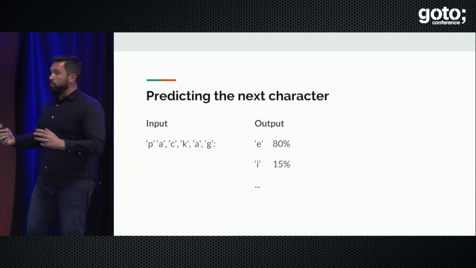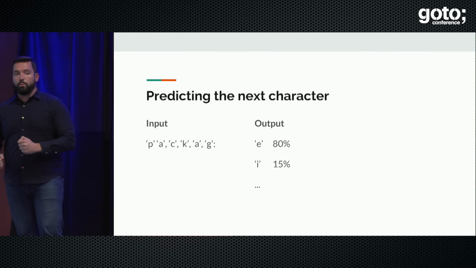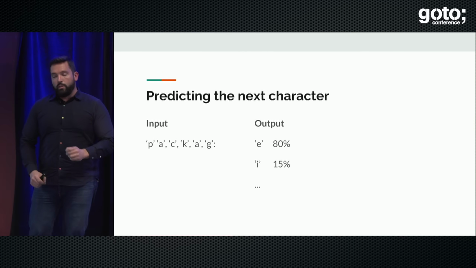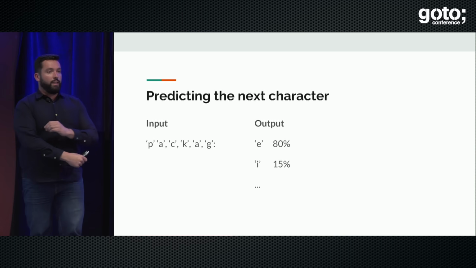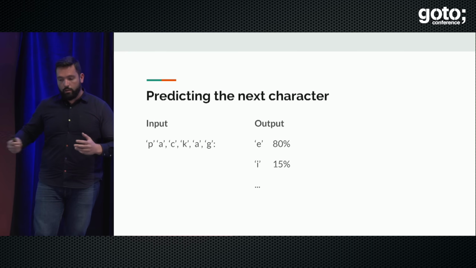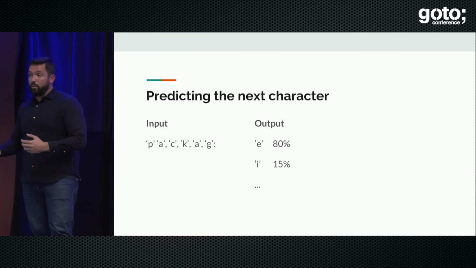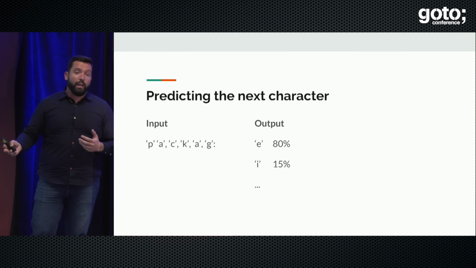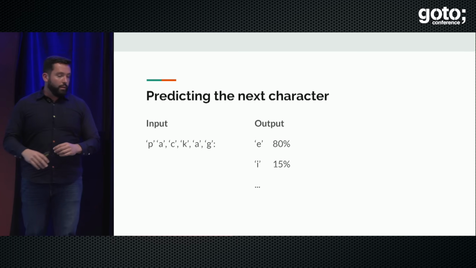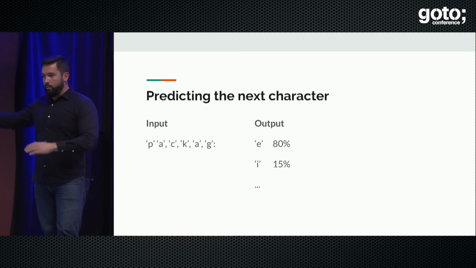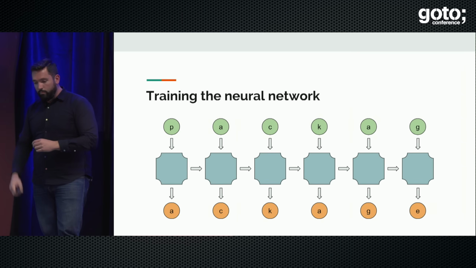So what we're trying to do is create a neural network where I say, listen, I've seen P-A-C-K-A-G. What is the next letter? And it's going to say something like, there's an 80% chance it's E because it's package, or maybe it's I because it's packaging, or maybe it's something else, because my English knowledge is limited. Probably there are other words that start with that.